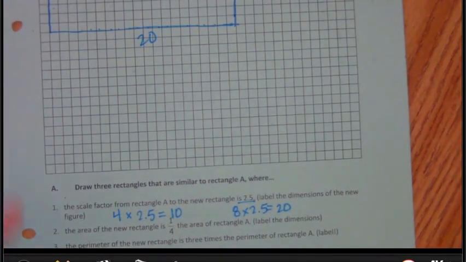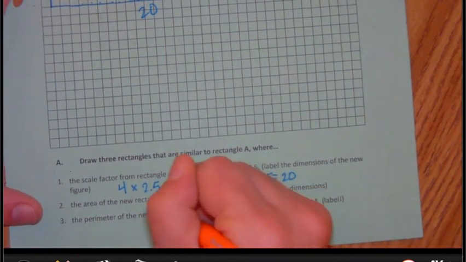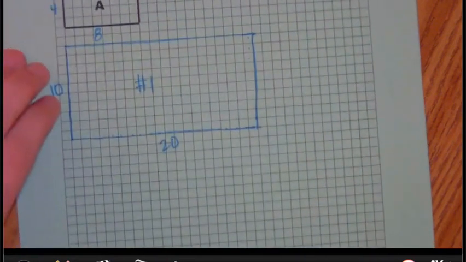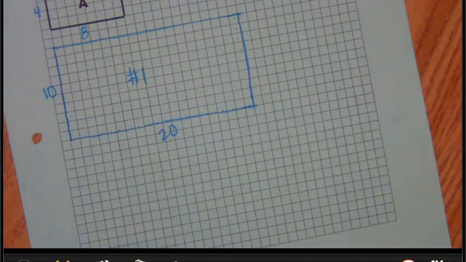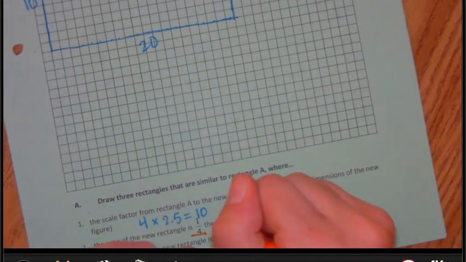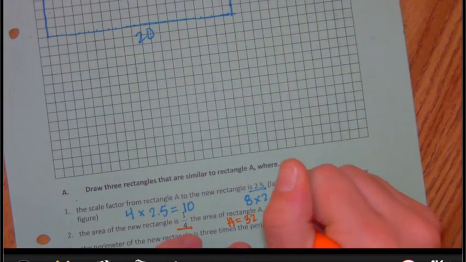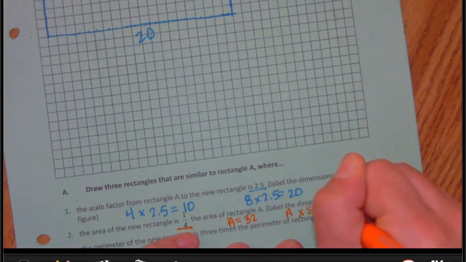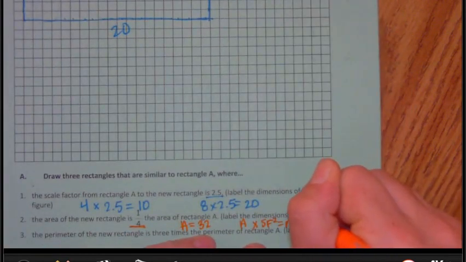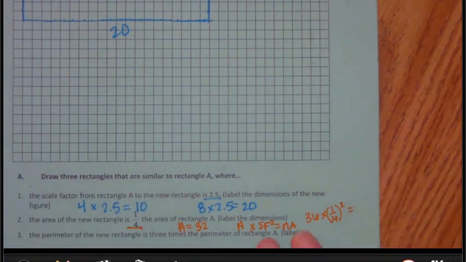Then I'm told I need to draw a new rectangle with an area of 1/4 of my original area. Let's look. My original area is 4 times 8, so the original area of my rectangle is 32 units squared. I remember from my previous page that area times the scale factor squared equals my new area. So I'm going to have 36 times 1/4 squared equals my new area.